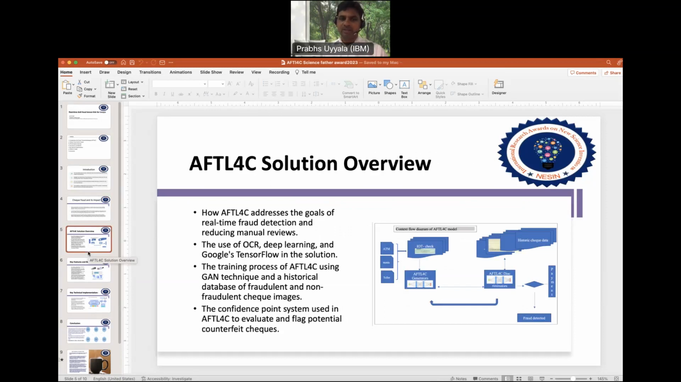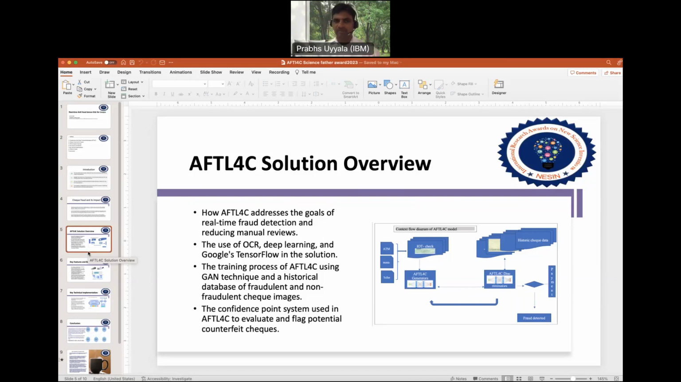How AFTL4C works. This addresses the goals of real-time fraud detection. As of now, none of the fraud detection systems in the banks are real time. Once you submit the check, it goes to the back office. Then back office people do a manual verification or a systematic verification using a rules engine application. That takes 1 or 2 days to identify whether the check is accurate or fraudulent.